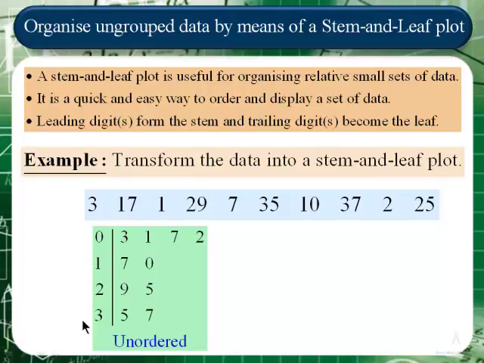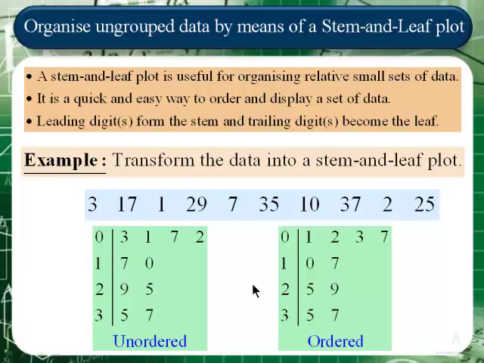Now, this is an unordered stem and leaf plot. But once you have this, it's relatively easy just to arrange the leaves in a proper order to obtain this. And this is then commonly known as an ordered stem and leaf plot.